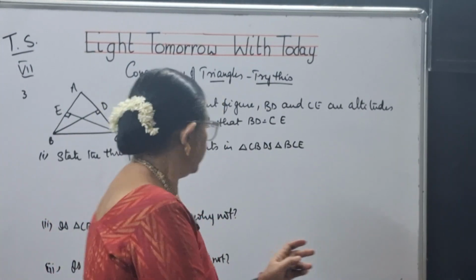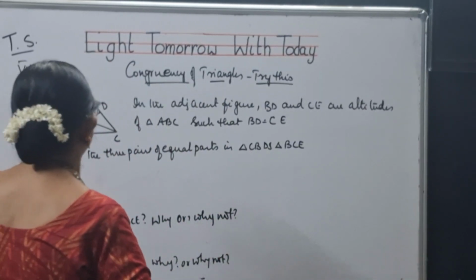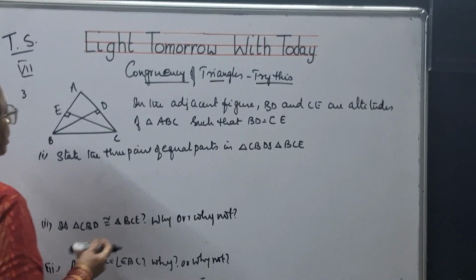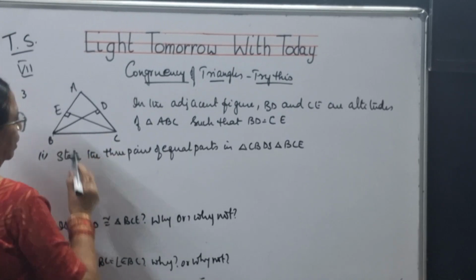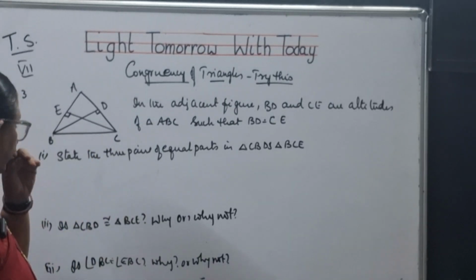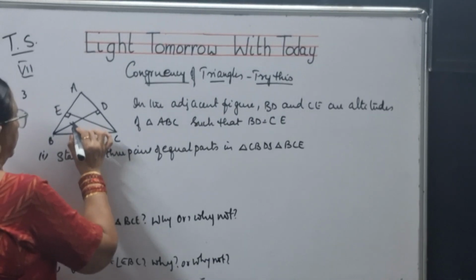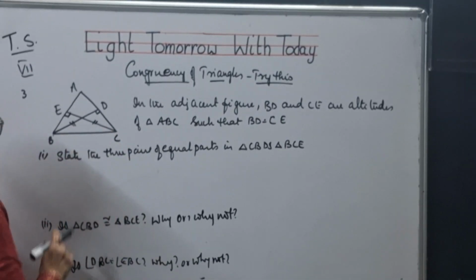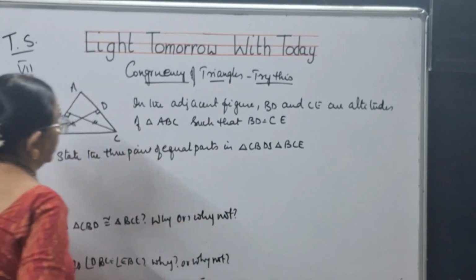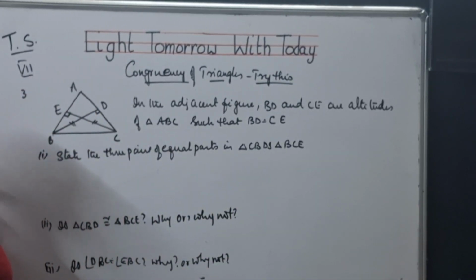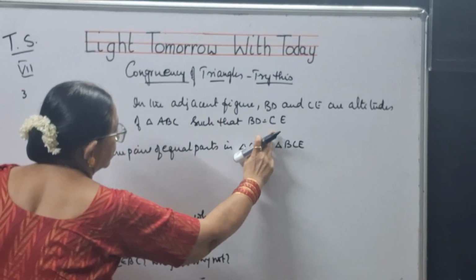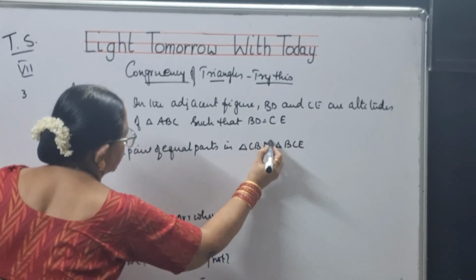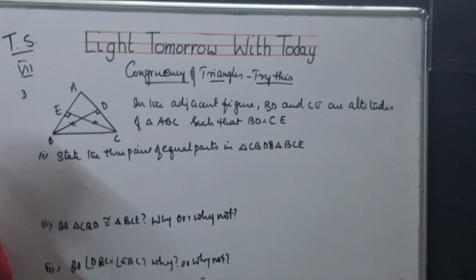Now third problem, children. In this third problem, the figure is given to you in the adjacent figure. BD and CE are altitudes. BD is an altitude, 90 degrees. CE is the altitude of triangle ABC such that BD is equal to CE. BD and CE are equal. First one, state the three pairs of equal parts in triangle CBD and triangle BCE.